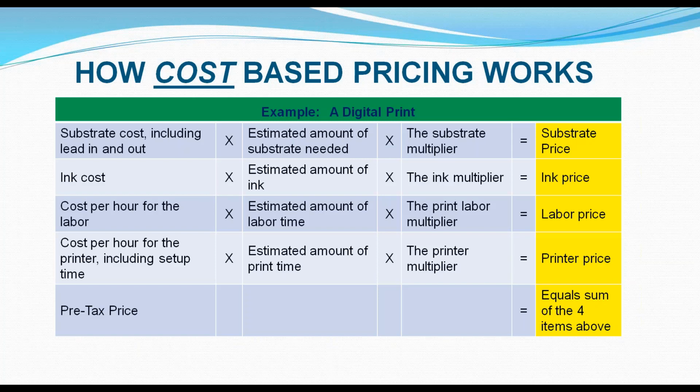Similarly, your ink would take its estimated usage times its multiplier to form your ink price. Your labor and equipment would have a calculation of estimated time, evaluated based on the numbers that you've provided us based on their operations within the shop, times their individual multipliers to form respectively your labor and printer price. In this example, we would add all four of those factors together, and that would form your retail price.